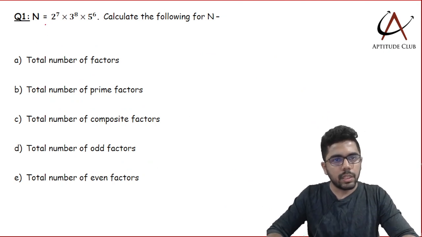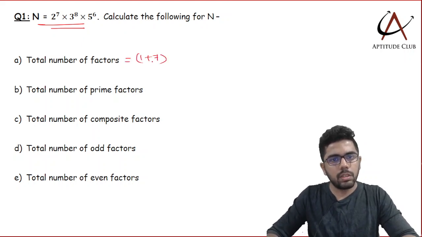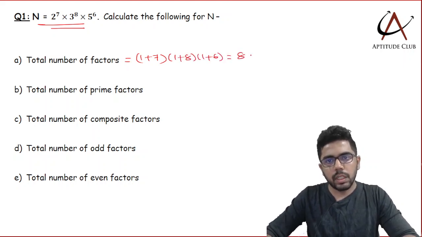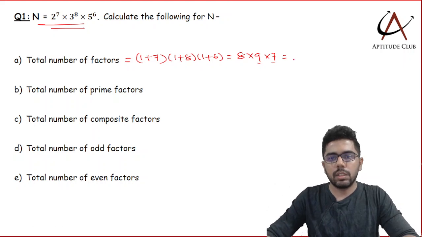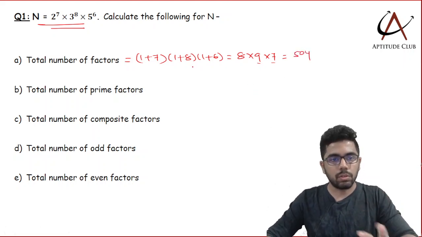जैसे ये एक नंबर दिया है, तो calculate the following for N. Total number of factors, ये तो डायरेक्ट फॉर्मूला हो जाएगा, 1 + 7, 1 + 8 and 1 + 6. So 1 + 7 is 8, 1 + 8 is 9, and this is 7. So 9 into 7, 63 into 8, 504 आएगा. Total number of factors 504.